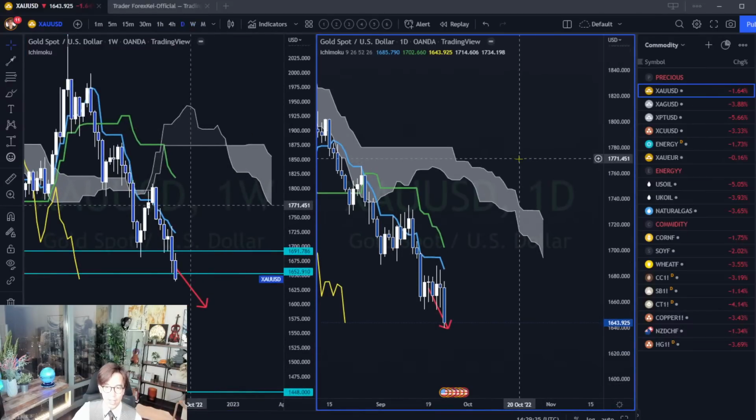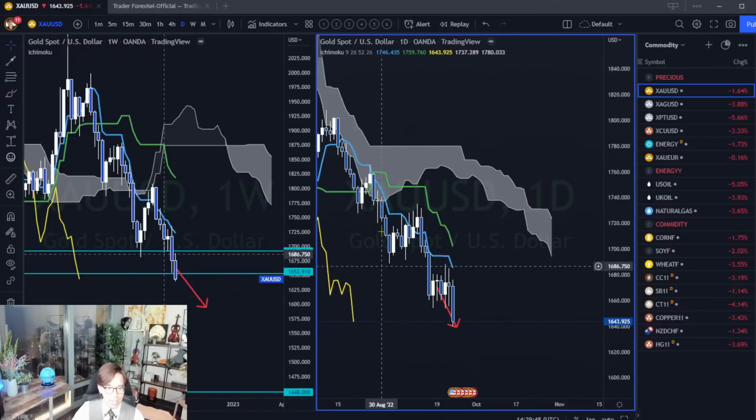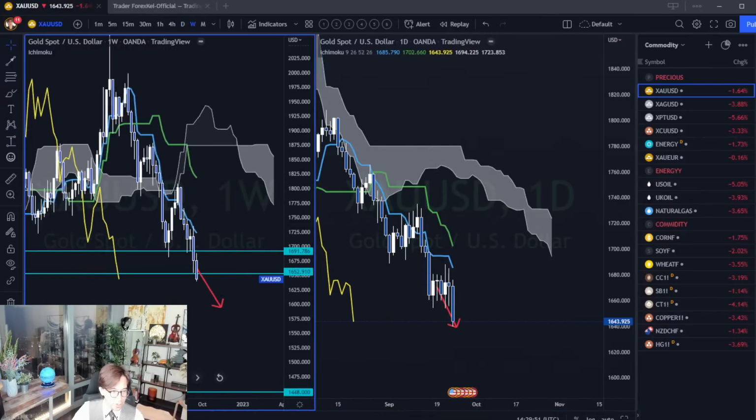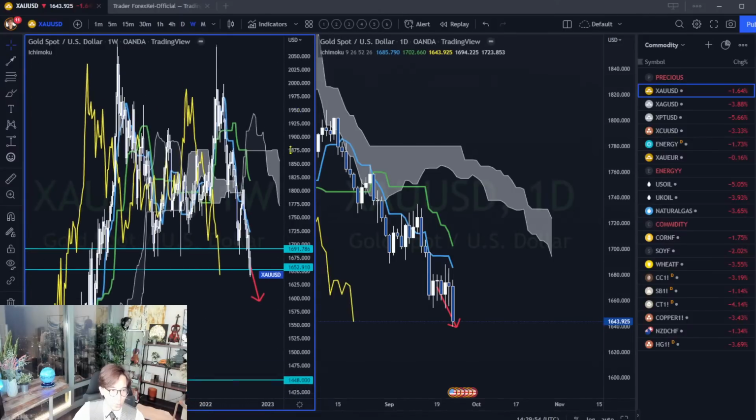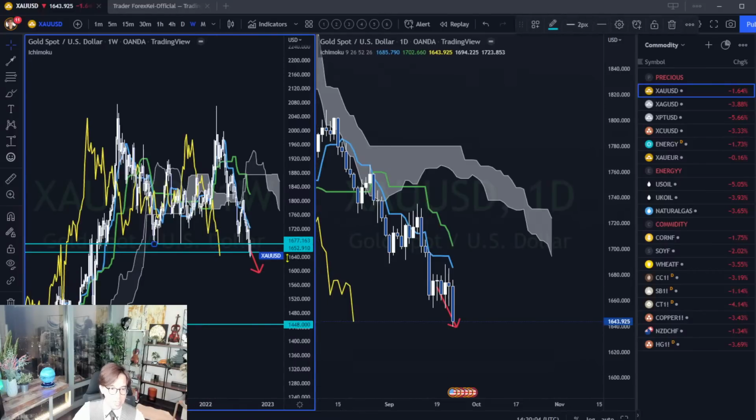So XAU USD, Gold. I was going to sell this one last week, but didn't get the confirmations, the entry confirmations. But this is a downtrend. Weekly is down and daily is down. And if you look at the bigger picture on the weekly or even the monthly chart, this is the neckline of this double top. The neckline of the double top at 1677.16 broke bearish last week. So I think this is a downtrend.